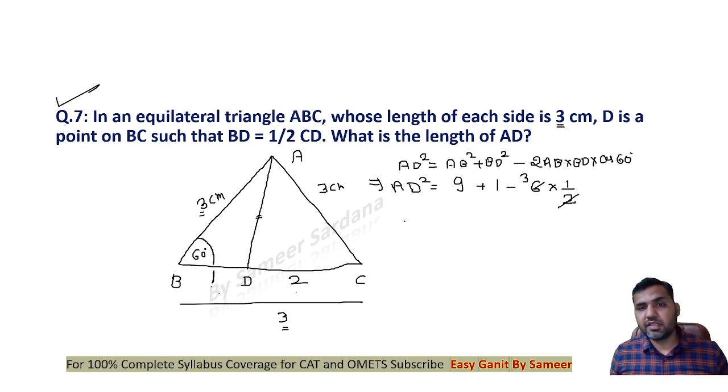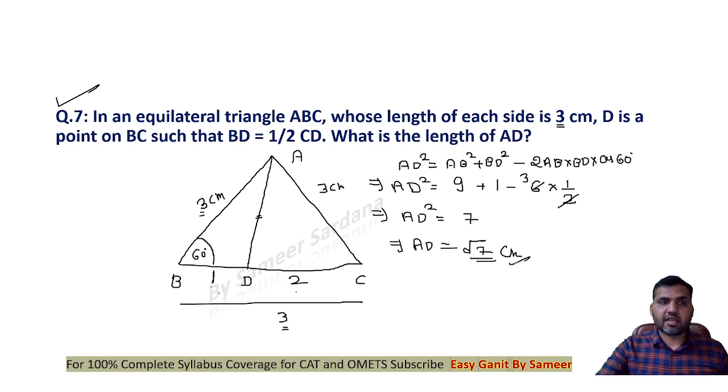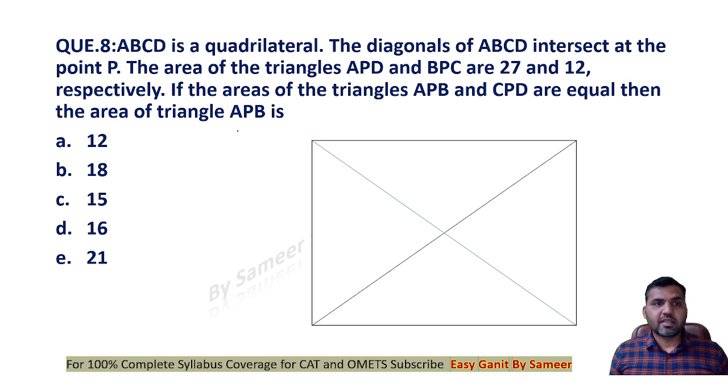So this will be 3. So can I say that AD square will be equal to 7? So AD is what we are supposed to find out. The length of AD would be root 7 centimeter. This is the correct answer to the question. Then we have the next question.